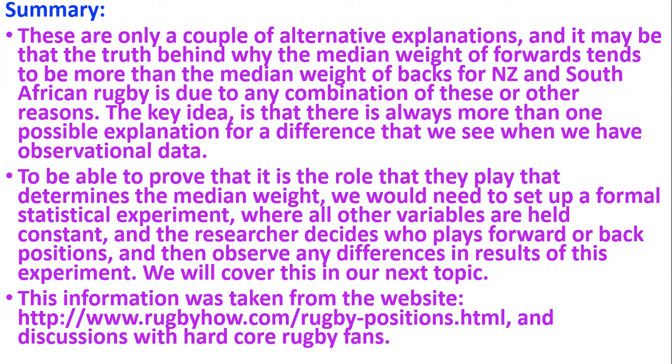So then, just to summarise and pull that all together, I've come up with a couple of alternative explanations. And it could be that the truth is actually some combination of any of those reasons. But the key idea is that there's always more than one possible explanation for a difference when we've got observational data. To be able to prove that the role that they play determines their median, we'd need to set up a formal experiment and have the researcher decide who plays in a forward role or a back role, and then observe the differences in their weights as a result. That's what we would need to do to be able to prove it. But in this case, we won't do that here. And I've just given a reference there at the bottom of where we got the information from.